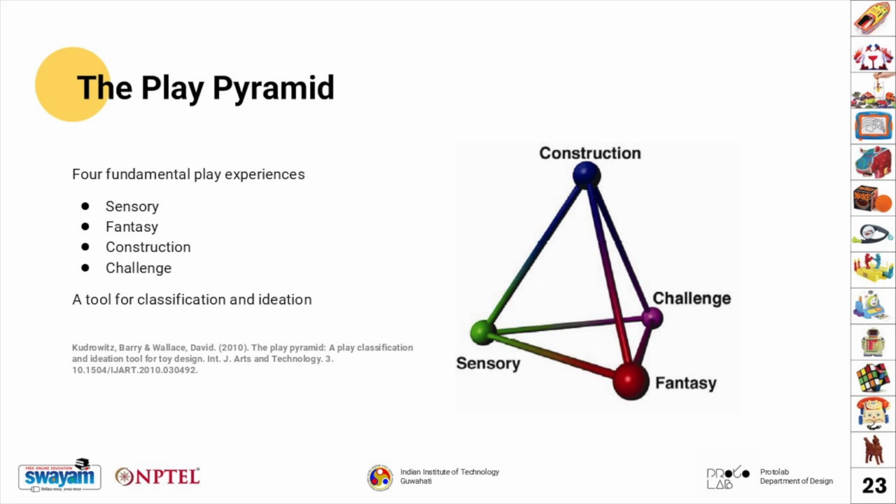The play pyramid proposes that most toy experiences can be understood through four core types of play. These are not developmental stages, and they are not personality types. They are simply four primary sources of play value that designers can intentionally design for. The four categories are serious play, fantasy play, construction play, and challenge play. The pyramid structure allows designers to place a toy concept somewhere in this space. Let us understand how.